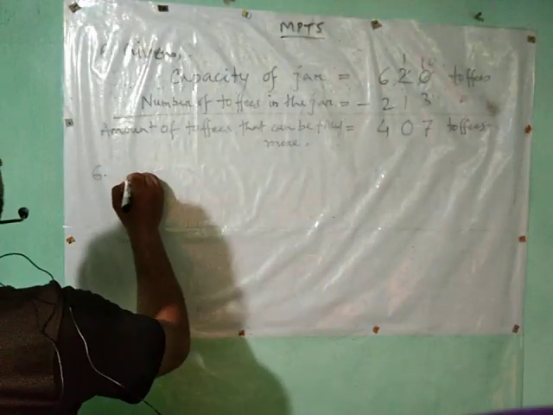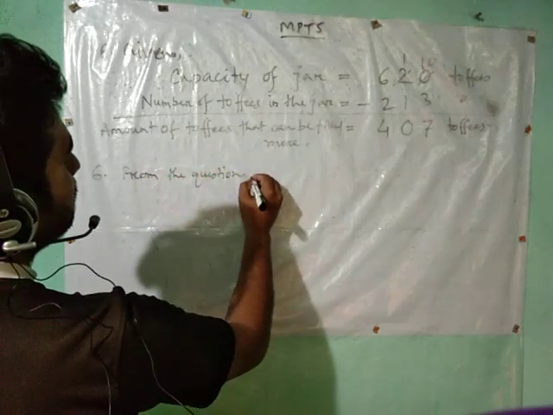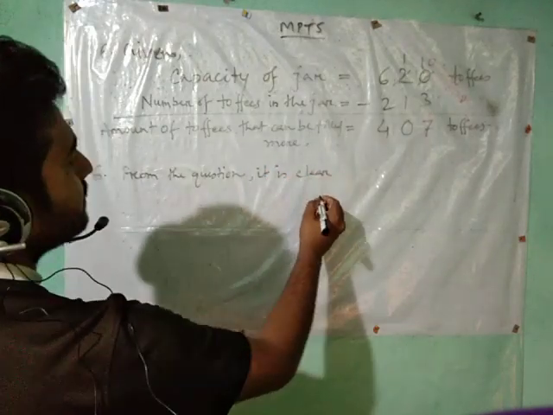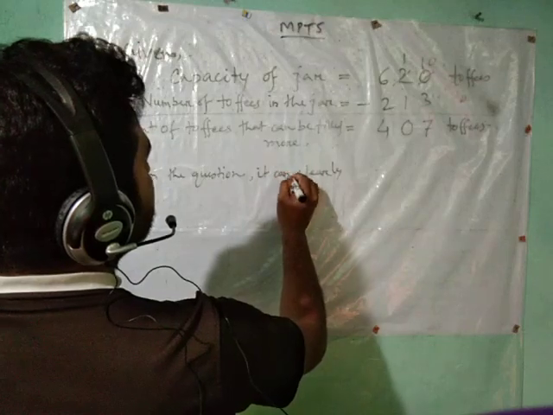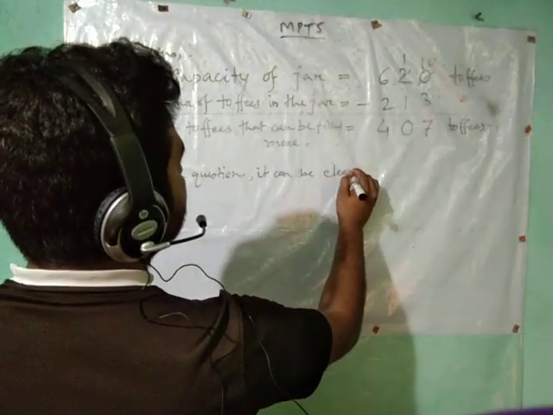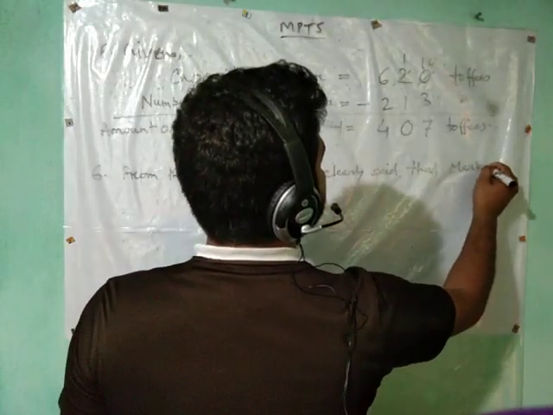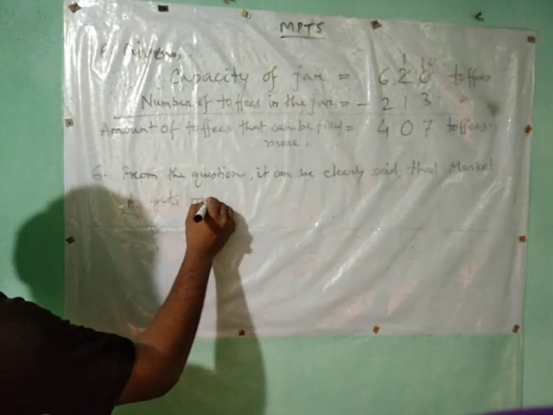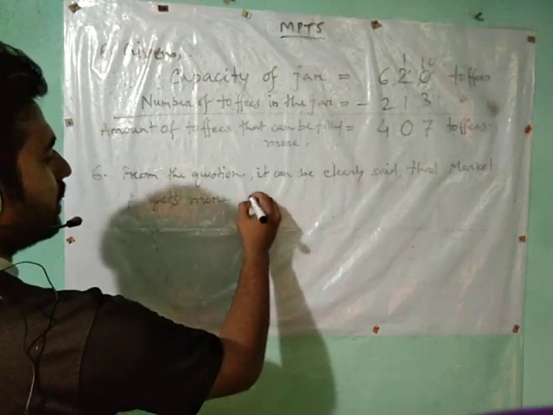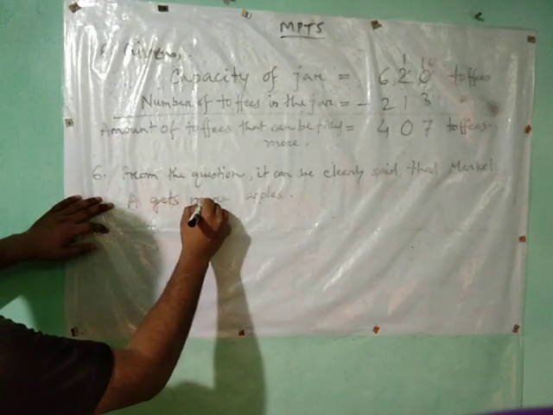Market A gets more, na? Therefore from the question it is clear, it can be clearly said that market A gets more apples. My ink is not good, though I think it is quite visible, right? It is visible. Okay, more.